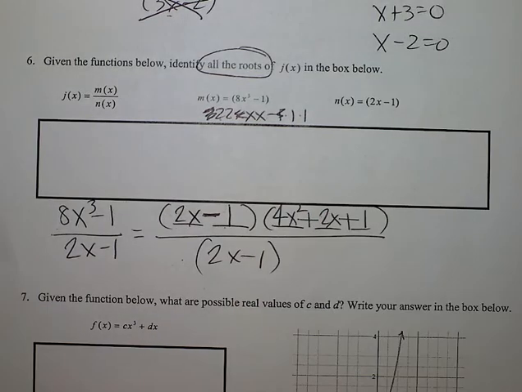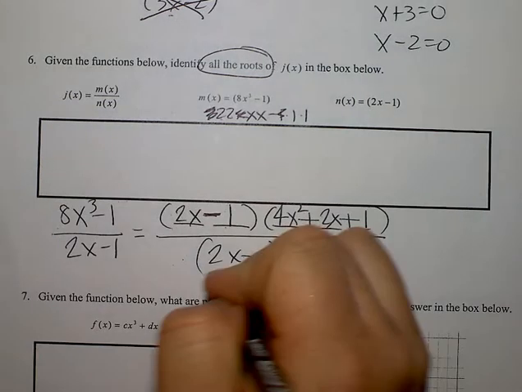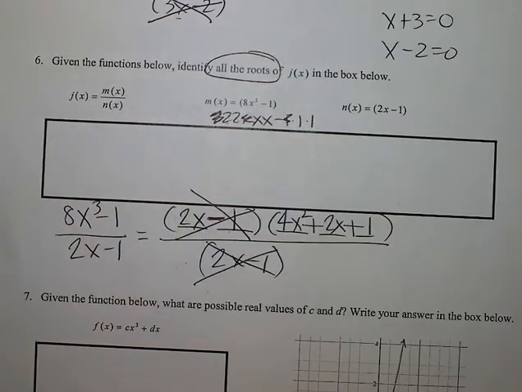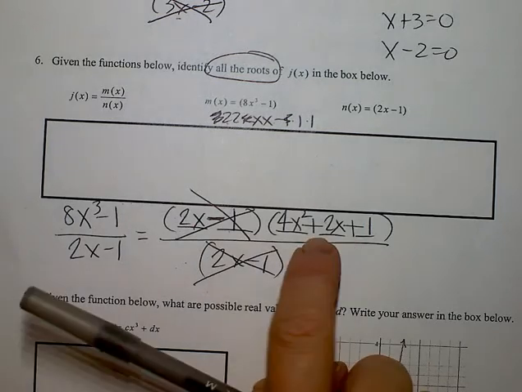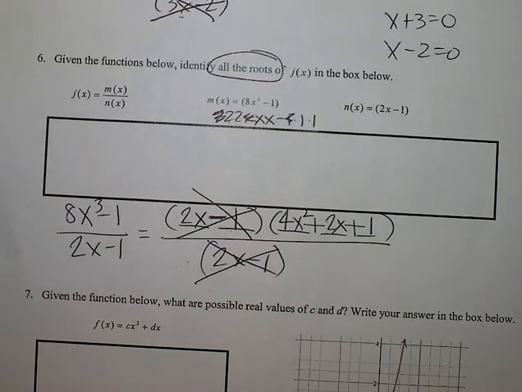So I have a factor on top. You think of it as a parenthesis. I have a factor on top of 2x minus 1, a factor on the bottom of 2x minus 1. They cancel out. If somebody just said what's an equivalent expression, this would be your answer. You're done. But it doesn't ask for an equivalent expression. It asks for a root.